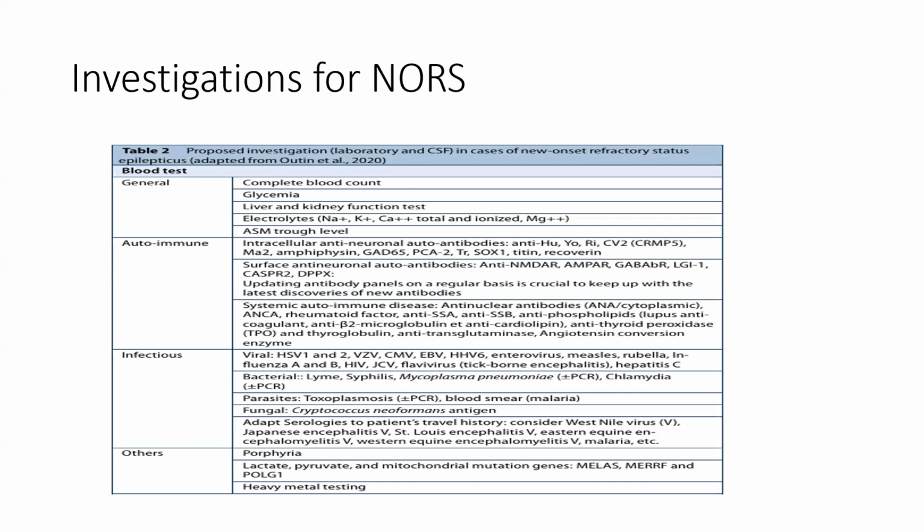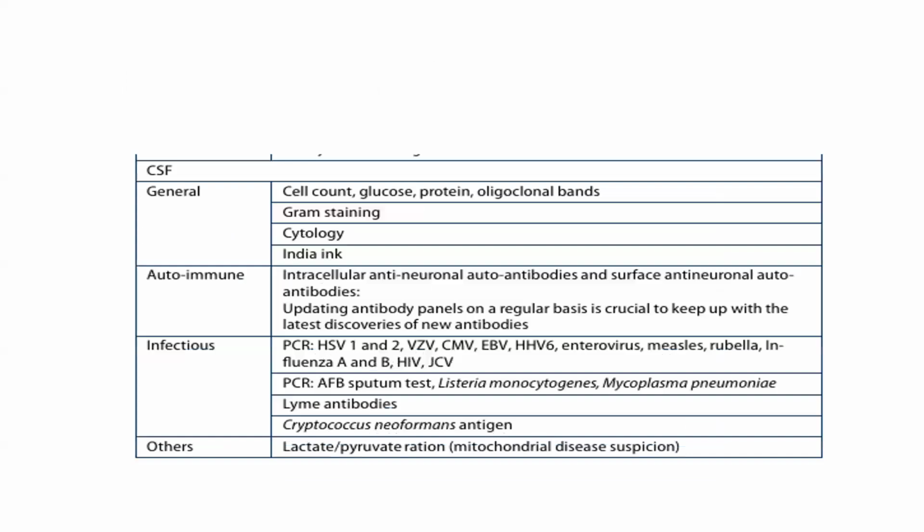HHV6, enterovirus, measles, rubella, influenza A and B, HIV, JCV, flavivirus, hepatitis C. Then bacterial include Lyme, syphilis, Mycoplasma pneumoniae, chlamydia. Parasites include Toxoplasmosis and blood spot. Fungal include Cryptococcus neoformans antigen. Other causes are porphyria, lactate pyruvate, mitochondrial mutation genes such as MELAS, MERRF, and POLG gene, and then heavy metal test.